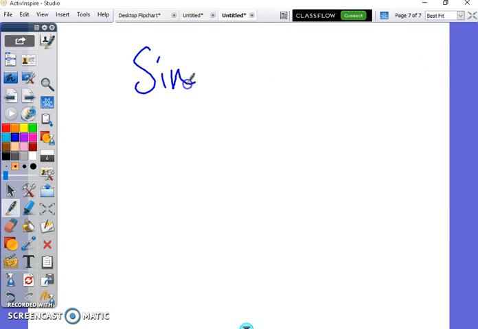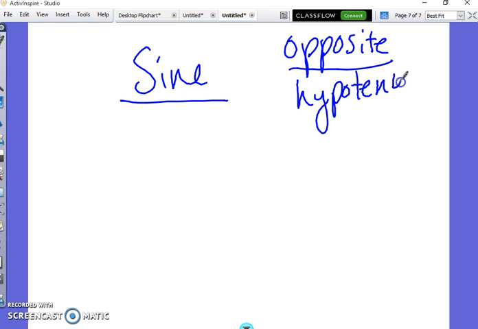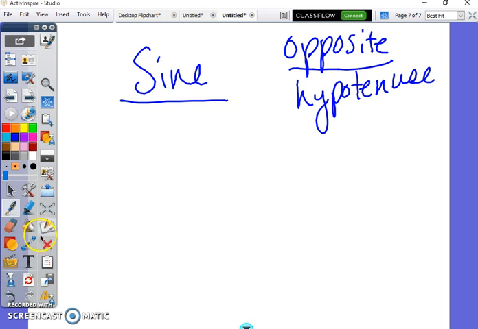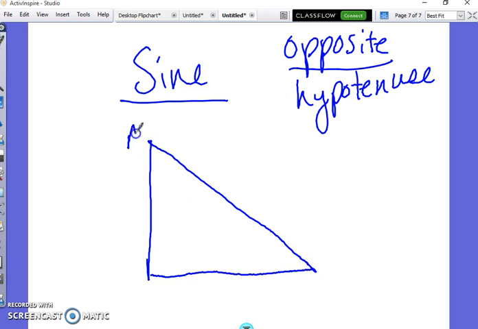Sine is opposite over hypotenuse. It's a ratio, so we're setting it over. Let's create a right triangle. We have triangle ABC, and angle B is my right angle.